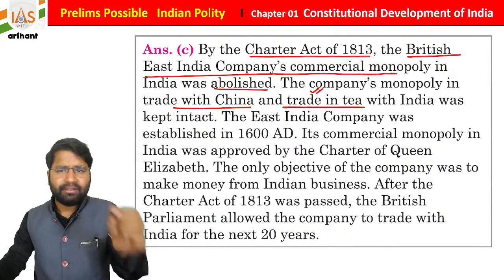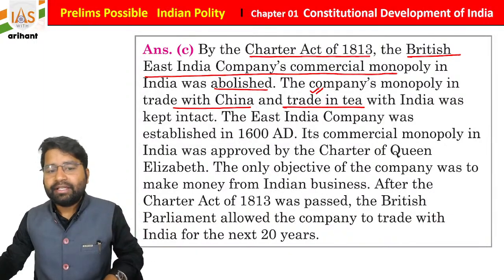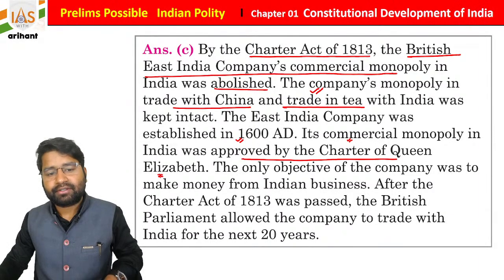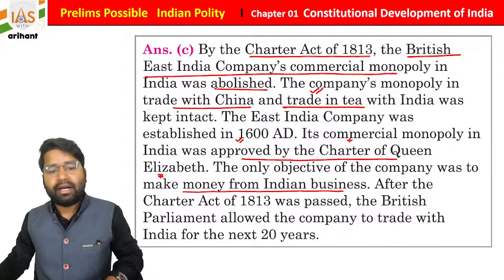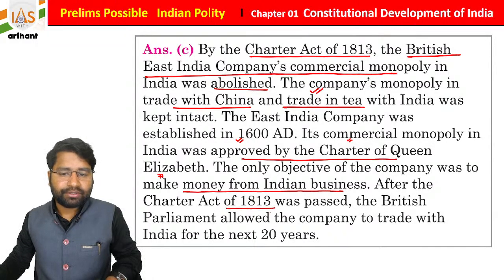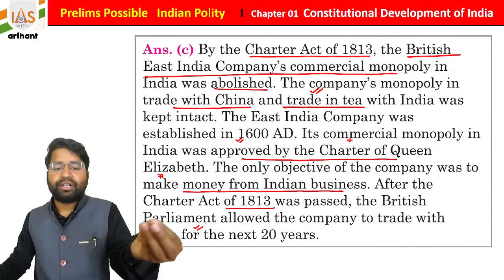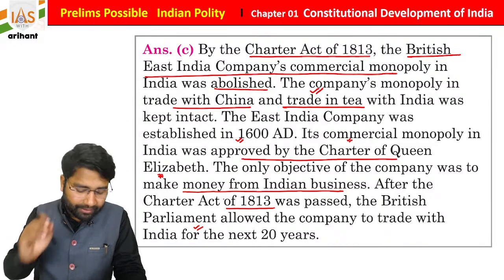Okay, so it is very simple. You are getting the information. Your revision is already going with the same question. East India Company was established in 1600 and there was a commercial monopoly approved by the charter of Queen Elizabeth. We already discussed. Sometimes they ask the name. The only objective of the company was to make money from Indian business. After the Charter Act 1813, students, the Parliament allowed other companies to trade in India for the next 20 years. I hope you all are able to understand. So this is very, very important.